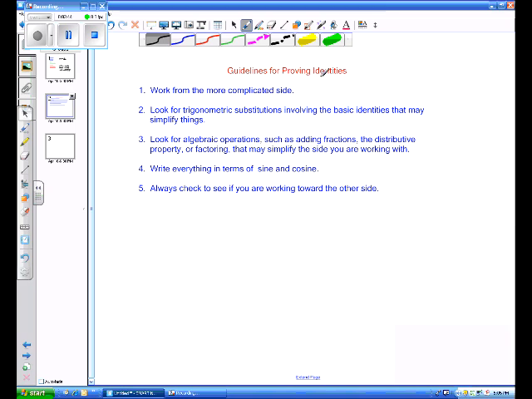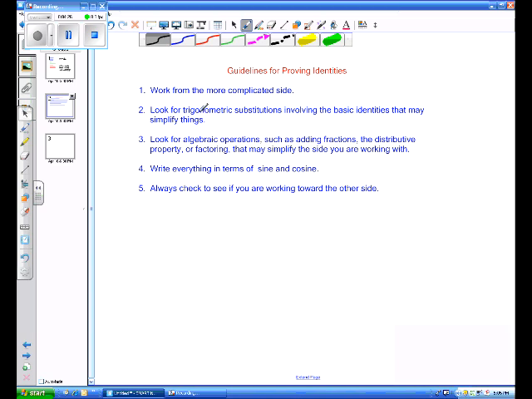And if you remember, an identity was a statement that was true for all angles. No matter if you substituted in 30 degrees, 60 degrees, 20 degrees, it would be true. Now, when we get into solving our trigonometric expressions, then they will only be true for certain angles, but an identity is true for all angles. So some guidelines to use: we'll work from the more complicated side. It's easier to make something complicated easy than to make something easy complicated, although we often do.